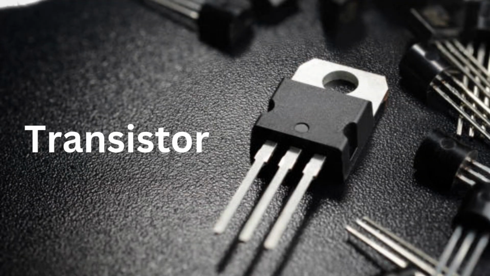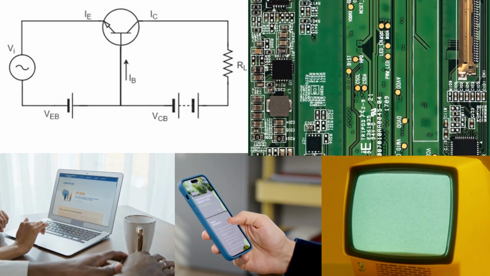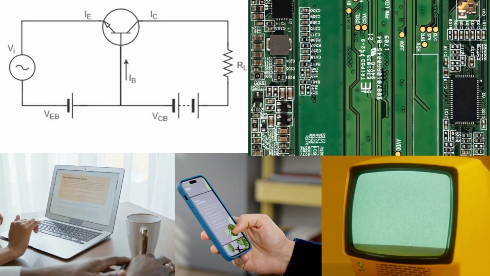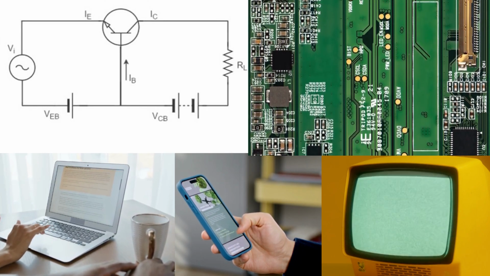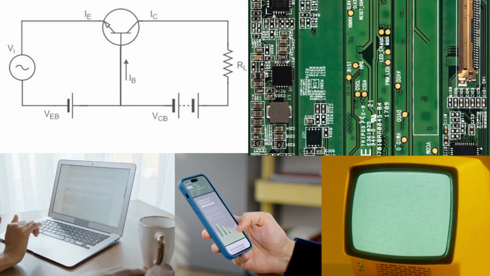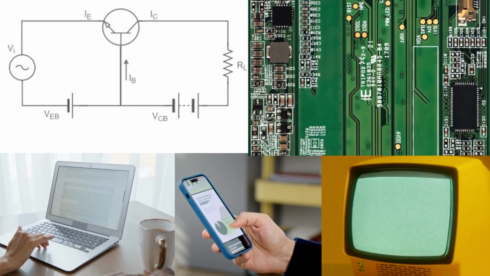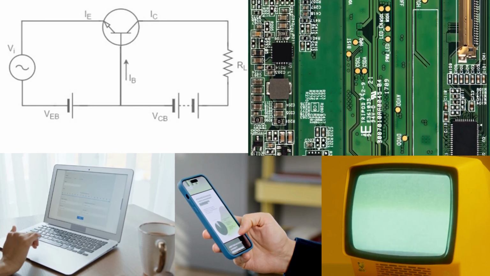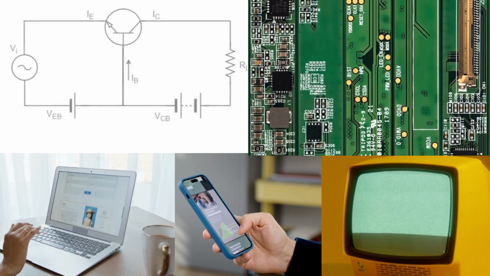Next, we have transistors, the backbone of modern electronics. They work like tiny switches and amplifiers. Every computer, smartphone, and even your TV has millions of transistors packed into microchips, helping process information at lightning speed.